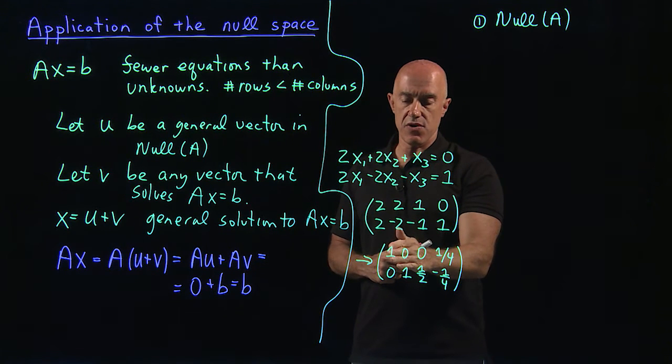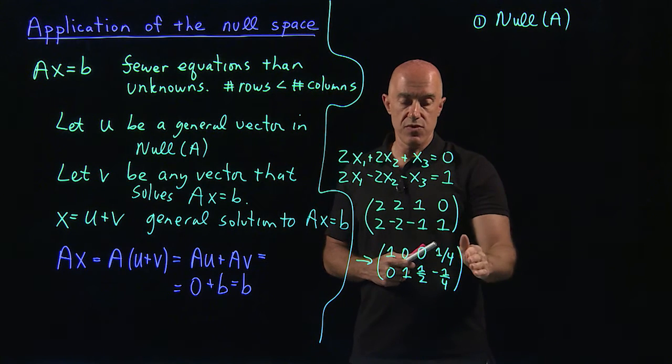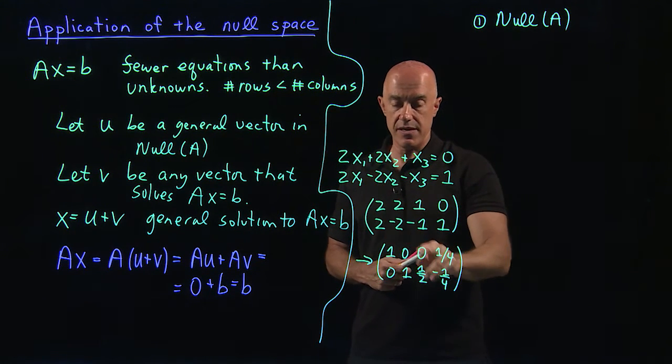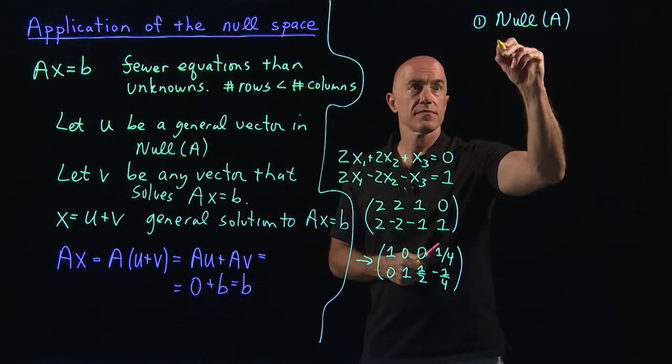So we're just considering the equation, reading x1, x2, x3 from this 2 by 3 matrix. We have x1 equals 0.